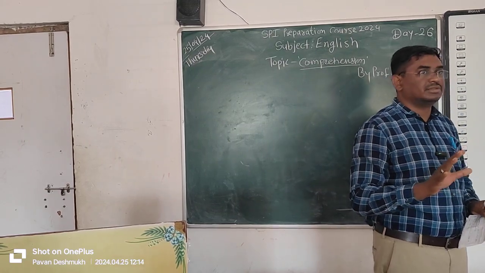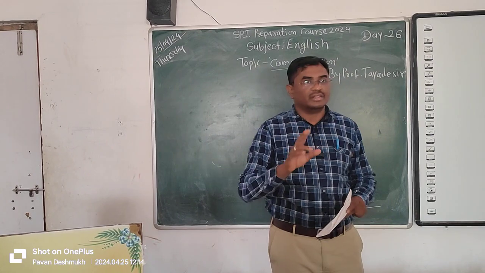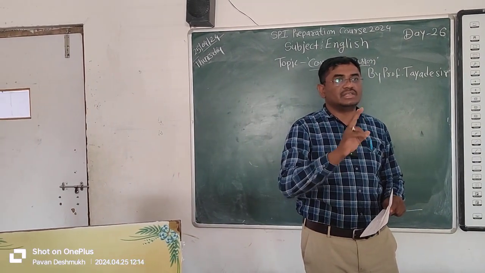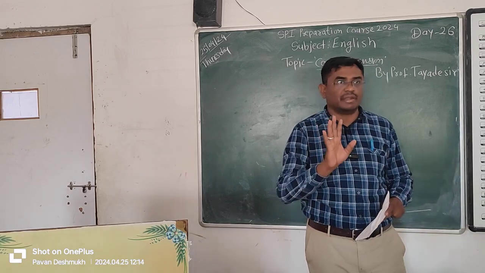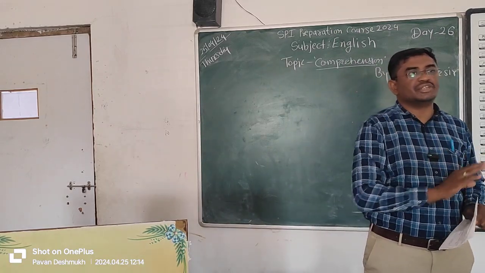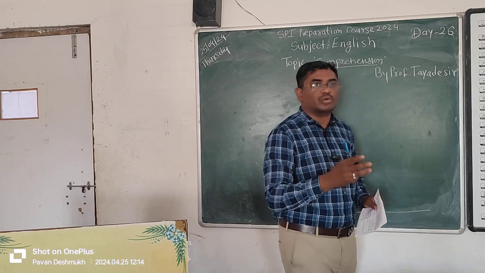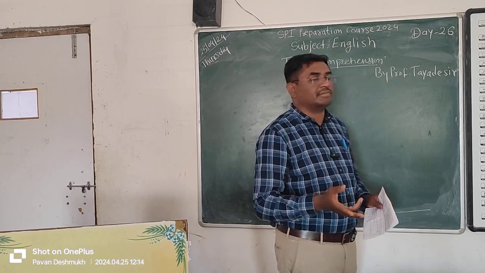Five questions come in your NDA, consisting of 2 marks each question. It is equal to a minimum of 10 marks. 10 marks of comprehension come in the NDA. Sometimes it might be 2 or 3 questions that come in an examination.